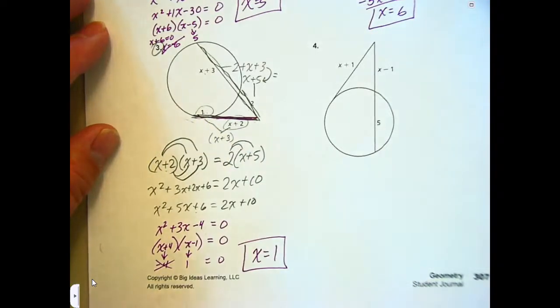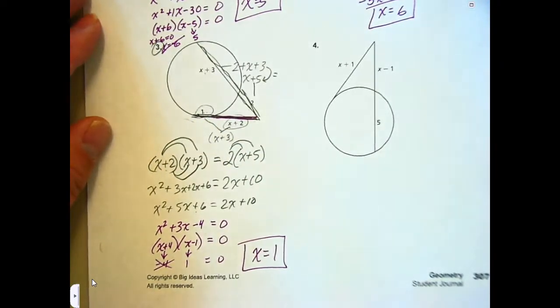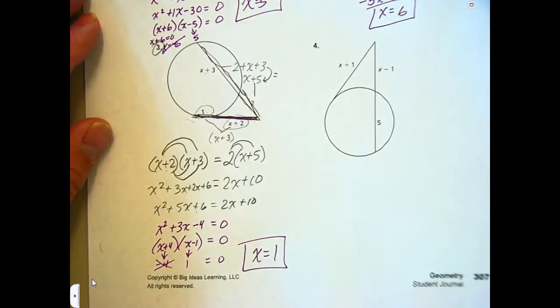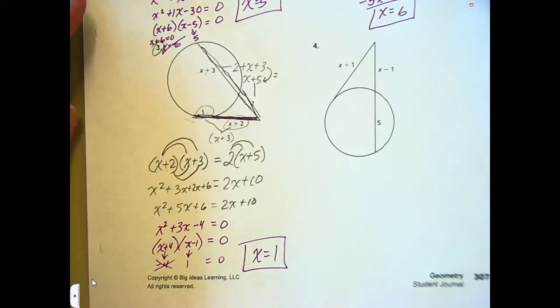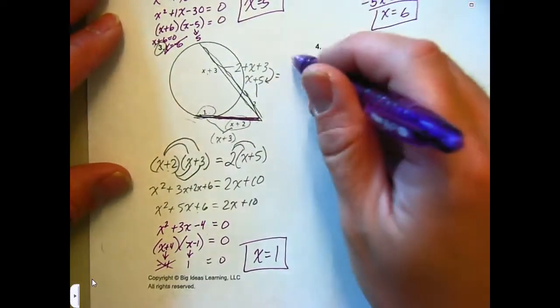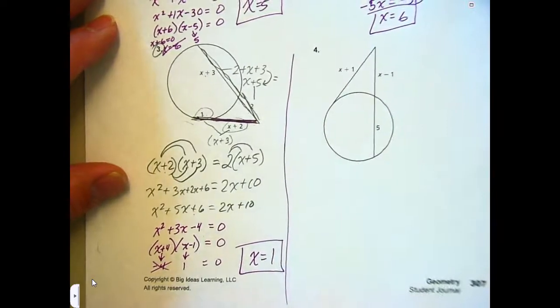Yeah, Cynthia? If ever both possibilities of x end up being accurate, would you have to put down both answers? You would. That wouldn't make much sense on it, but it could happen. I haven't seen it yet in what we're going through. So. All right. Number 4.